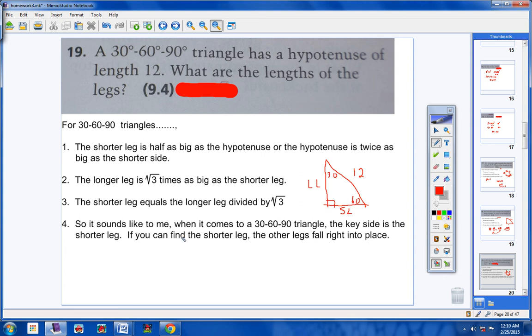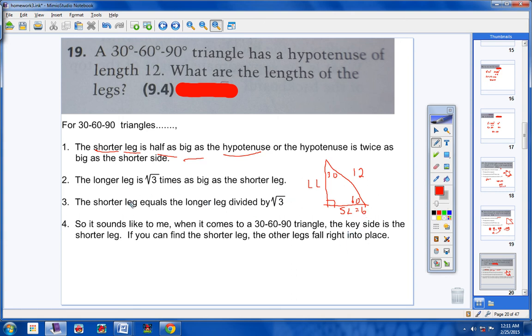Remember the key is finding the shorter leg. That's the key. So, the shorter leg is, let's see if I can find this. Okay, here it is right here. Look, guys. The shorter leg is half as big as the hypotenuse. So, if the hypotenuse is 12, then my shorter leg will be what? 6. Now that I know my shorter leg, how do I find the longer leg?